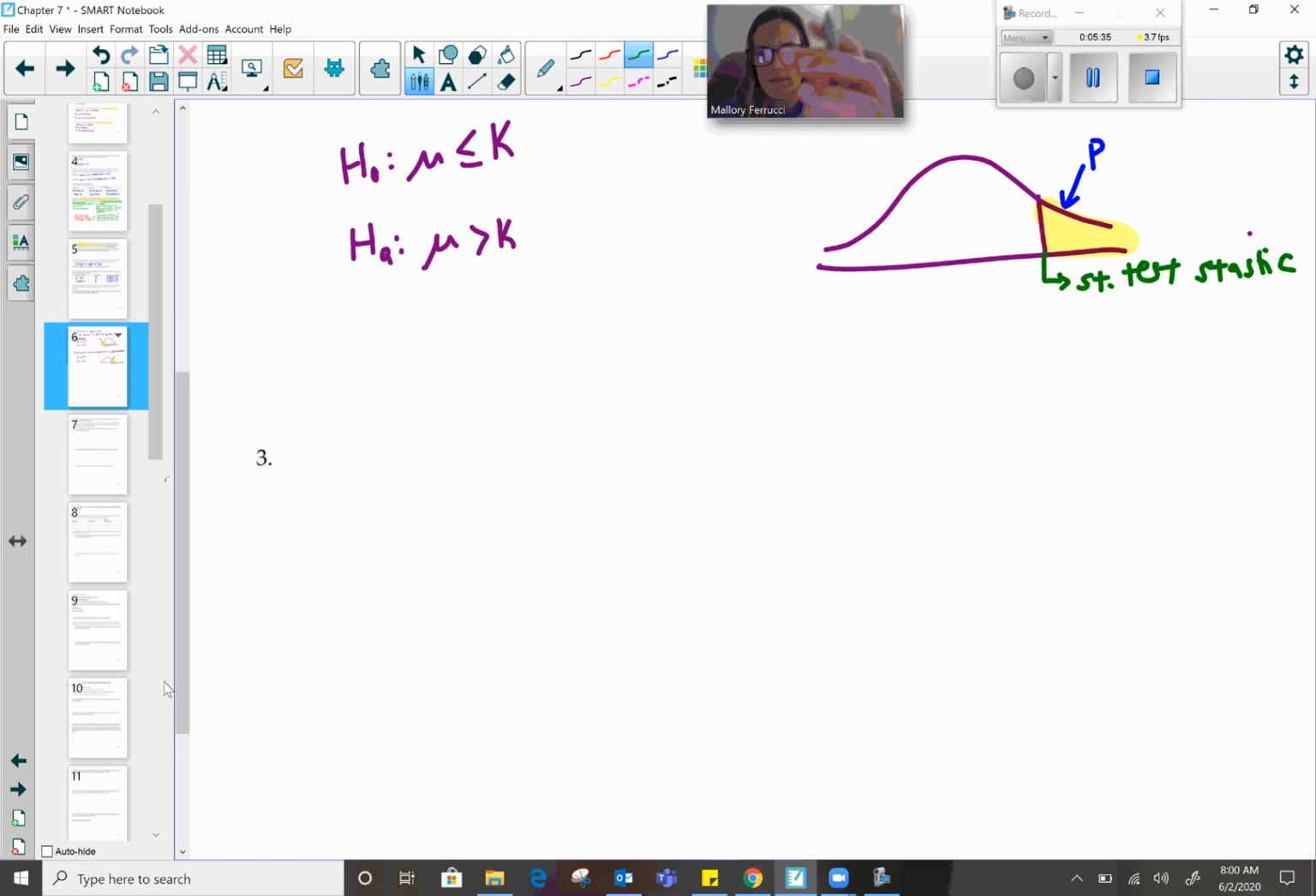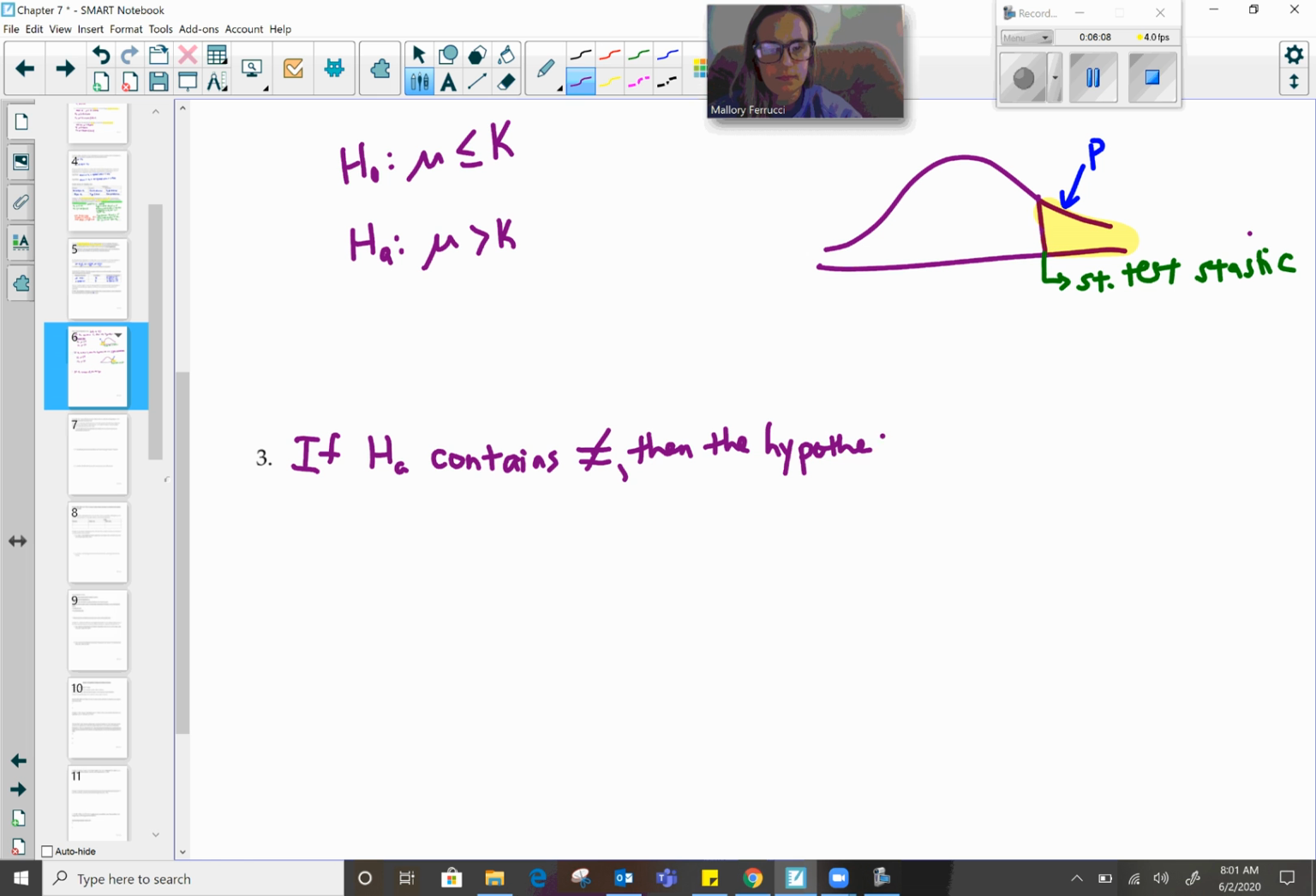Now the last one is, if the alternative hypothesis contains not equal to, then the hypothesis test is a two-tailed test. So this one's a little more involved.